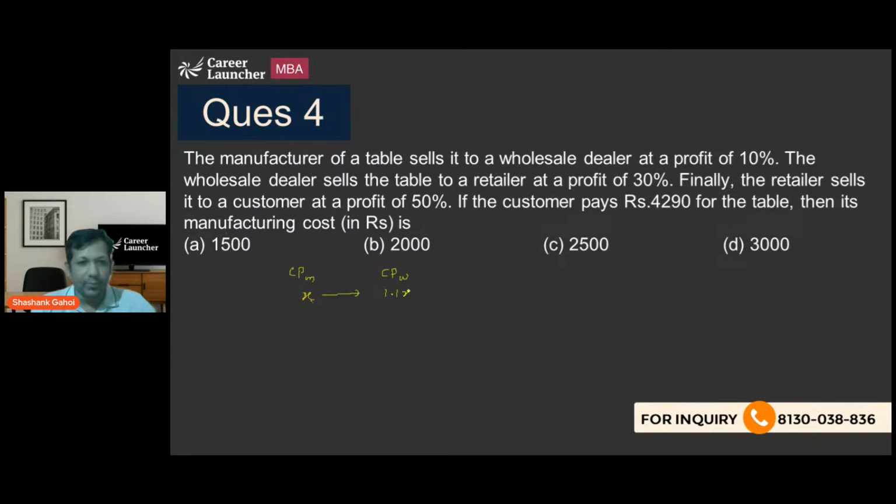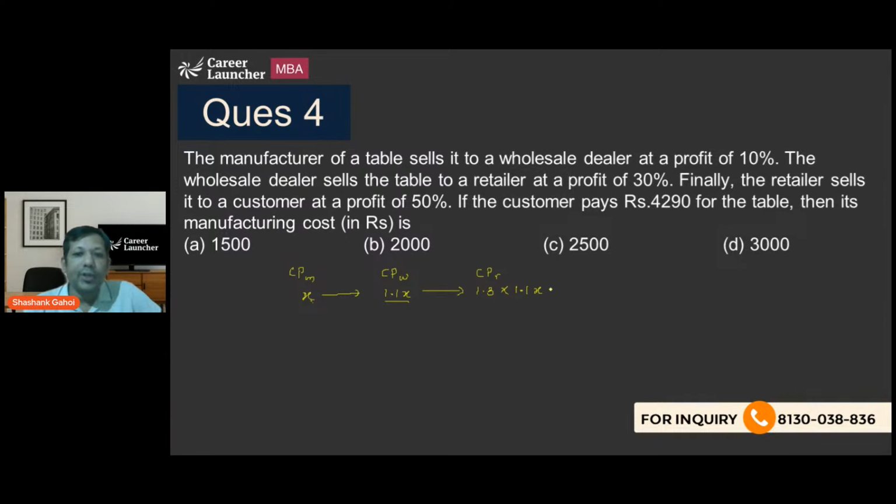Right. Now selling price of wholesaler is cost price of retailer. So cost price of retailer is what? He's selling it at 30% profit, right? So 1.3 times means cost price is this. So this plus 30% of X, so that is going to be 1.3 times of 1.1X.